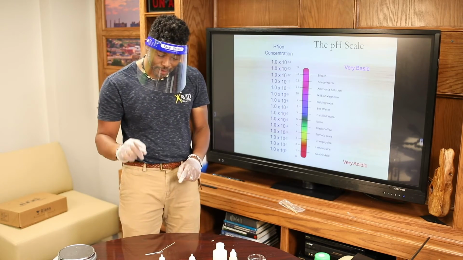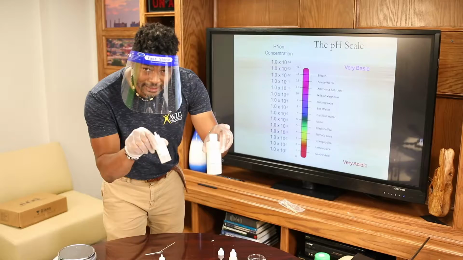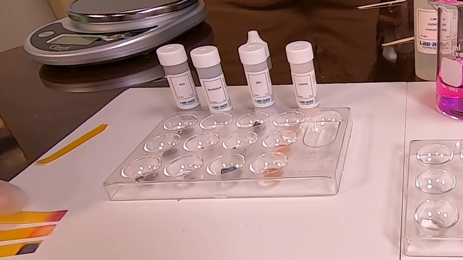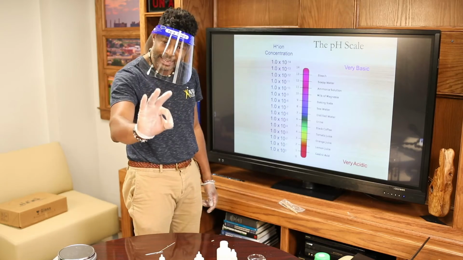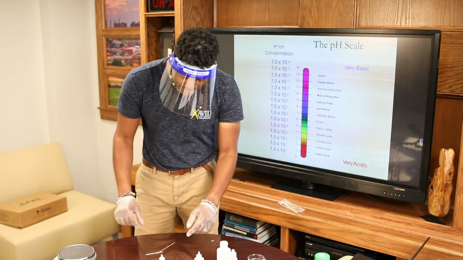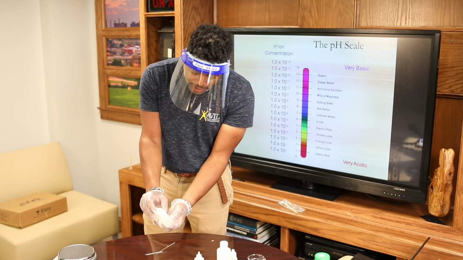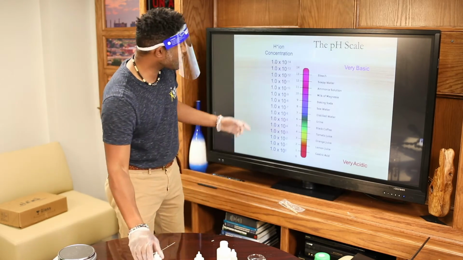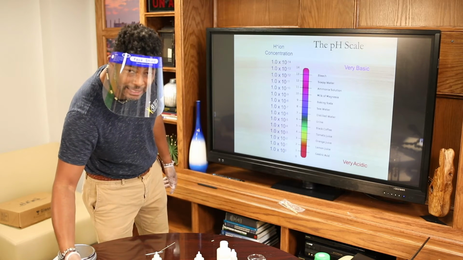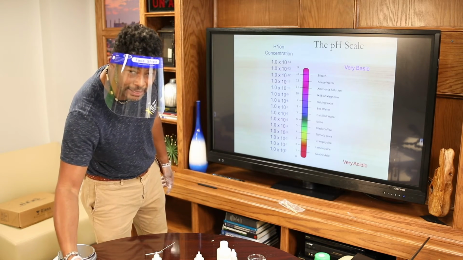So again, two things I want to bring home. First of all, acids aren't the same. Some are more acidic than others. What makes an acid acidic? The amount of hydrogen ions. Bases, although they may be very, very strong, don't have as many hydrogens. So what may react with an acid won't react with a base.